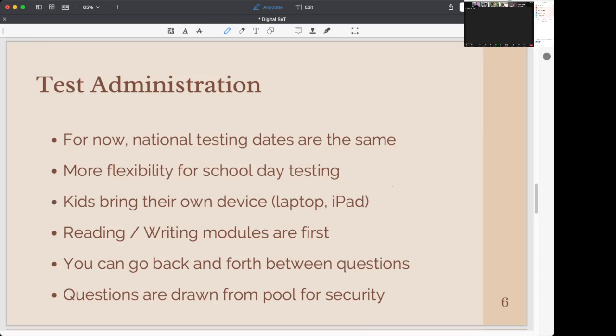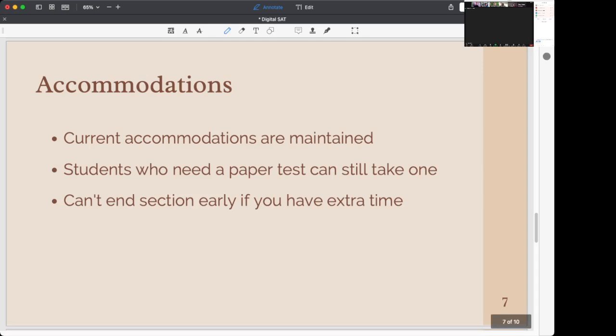All right, what about accommodations? We think current accommodations are just kind of the same. Obviously, the test is digital, but if you have some kind of accommodation that enables you to take a paper test, you still can take a paper test. They have to provide that for you. I have heard that you cannot end a section early if you have extra time, so you just have to sit there if you're done early. That's a slight disadvantage. But other than that, hopefully they can provide the same accommodations as they normally would. And I think that's the plan.